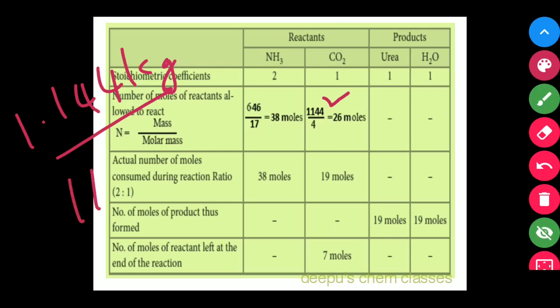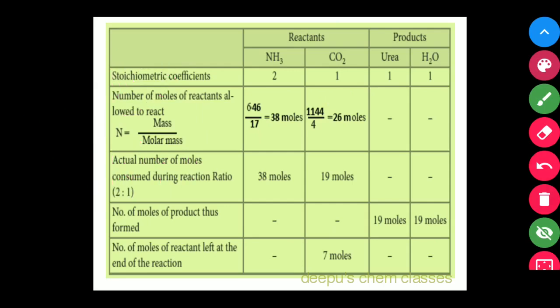So you can get 1144 gram. Okay, right. So 1144 gram divided by, actually it is given wrong here, it is 44. Okay, printing error. 44 gram of carbon dioxide. So if you simplify these two values you can get 26 moles of carbon dioxide, right?